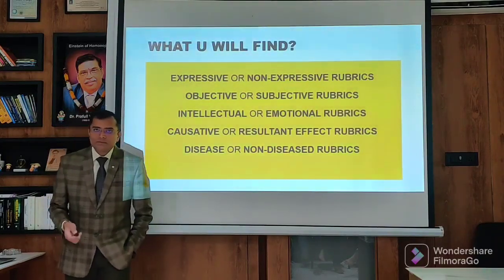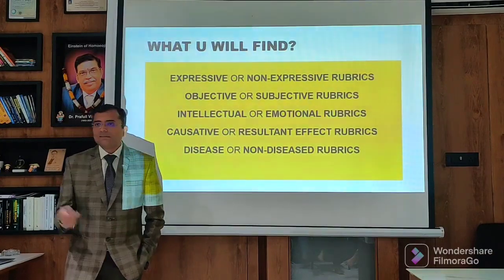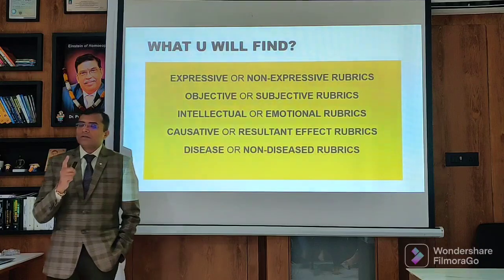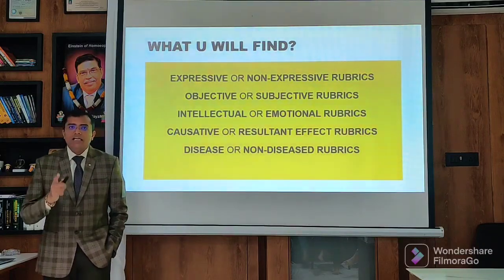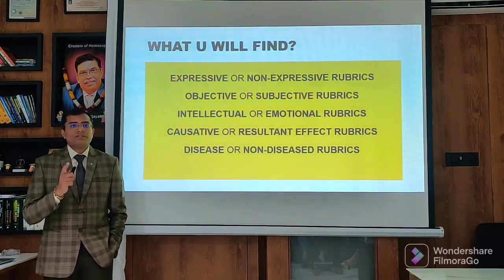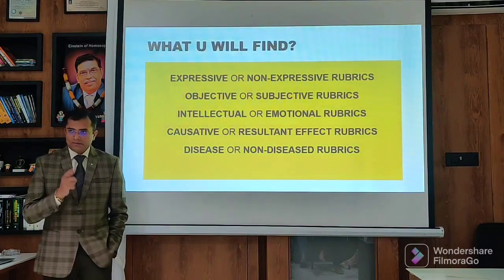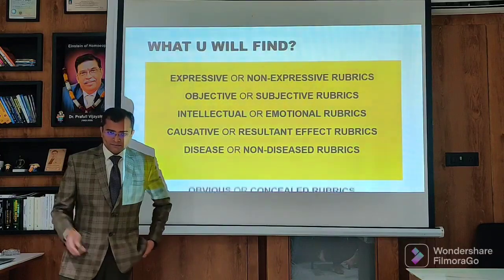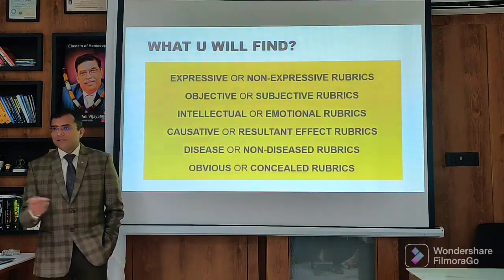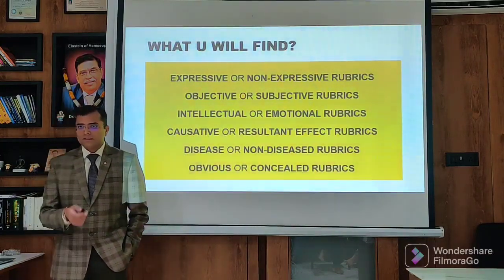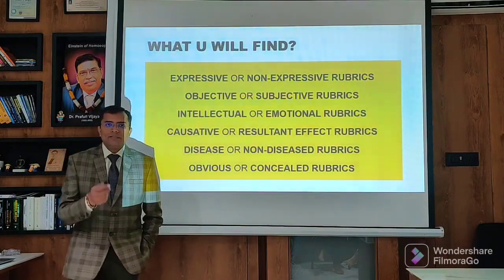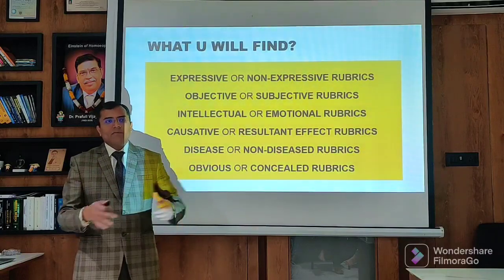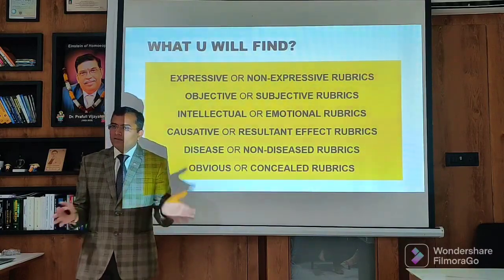Sir always used to say that when you find a non-disease rubric, it is very important in case taking, because it cannot change and it is the expression of the genetic individuality. So that is what we have to focus on, this non-disease characteristic. And some are the obvious rubrics and some are the concealed rubrics. So what could be the obvious? Obvious is what everyone can perceive, or everyone can understand. That is the obvious one.